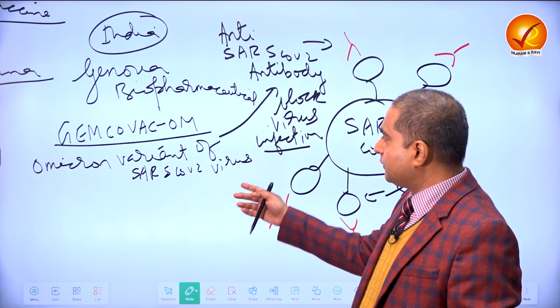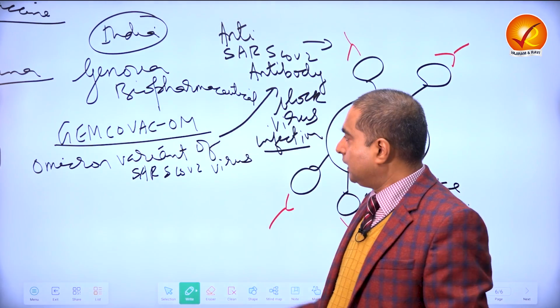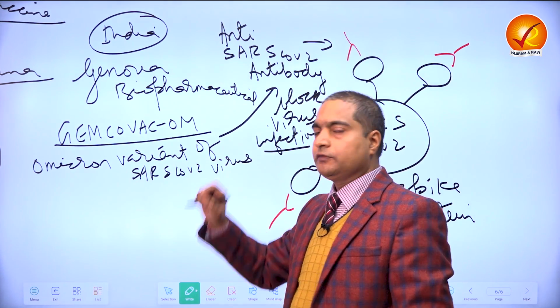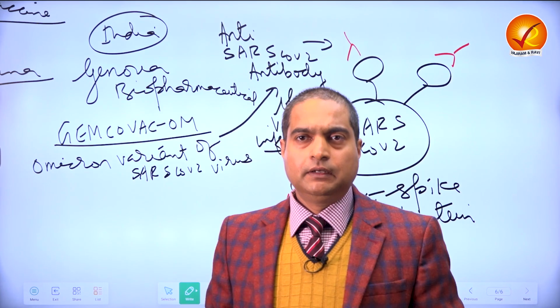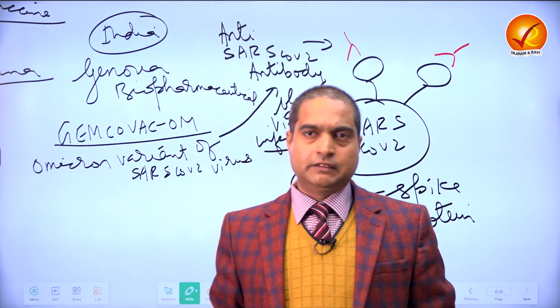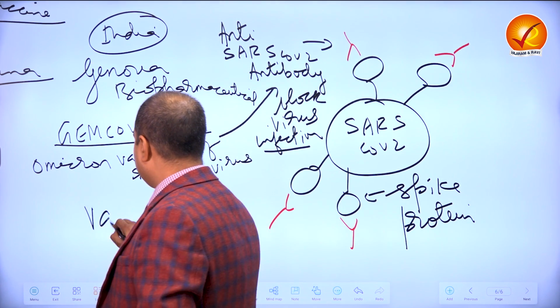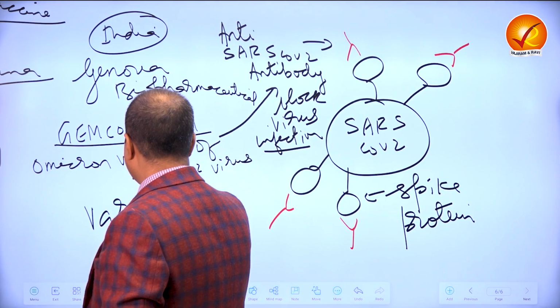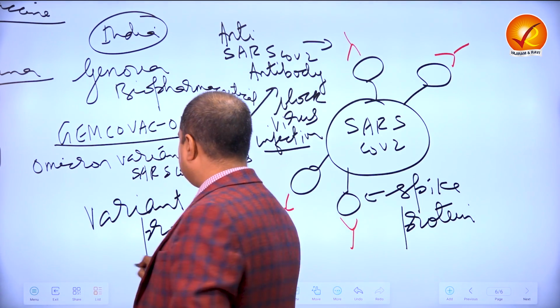So this is India's first indigenous mRNA vaccine, Gemcovac-OM, targeted against what? Omicron variant of SARS-CoV-2 virus. So we can quickly update mRNA vaccine depending upon the type or variant of virus. So we can develop variant-proof vaccine. We can develop what? Variant-proof vaccine using mRNA technology platform.